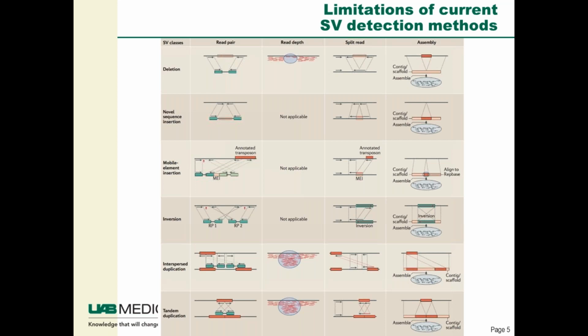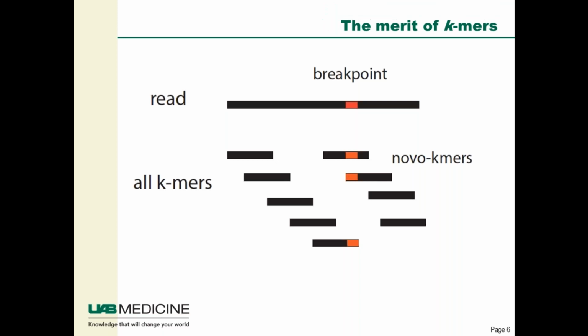Because of the sequencing errors, the heterozygous and the repetitive sequence in our genomes, it's really hard to do a de novo assembly to generate a contig to cover the breakpoints. So current methods have a limitation in terms of both sensitivity and specificity. To achieve a better sensitivity and precision, we developed a novel method.